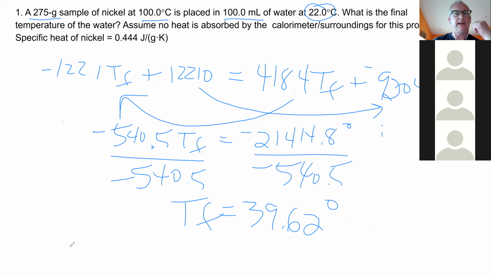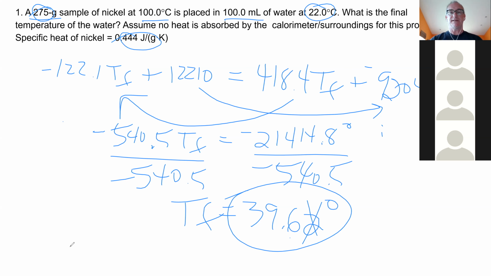So we probably would use 3 significant digits because there's 3 here, there's 3 here. So I'll probably just leave it at 39.6. Then what you can do is check, make sure that that's right. Go back and plug 39.6 degrees into the equation.